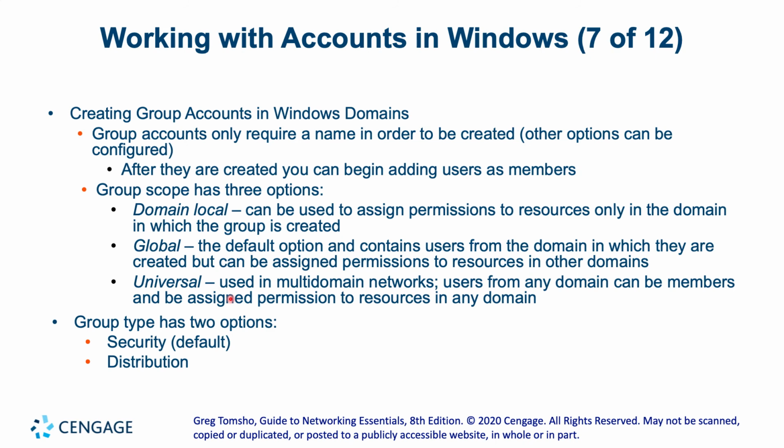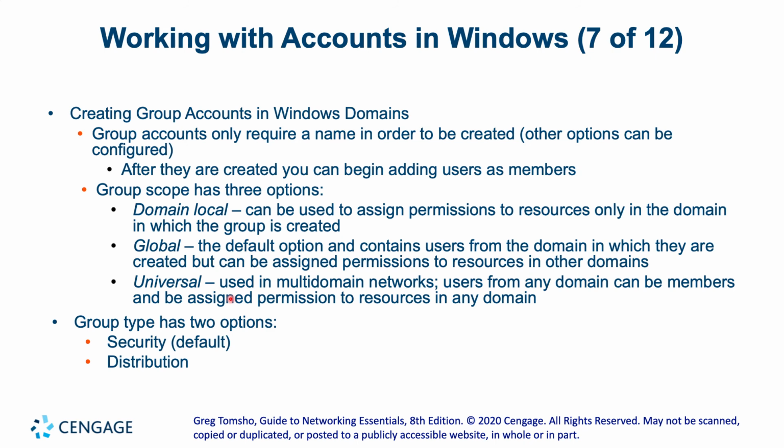With a global group, you can add users to the group from the same domain, but you can assign them permissions to resources or objects in other domains. So it all has to do with where the users are coming from and where the resources are that you're giving access to. You don't have to understand the difference between those. When you get into NOS 230 or some class like that, you'll have to know, but just know that there's 3 different types of groups.